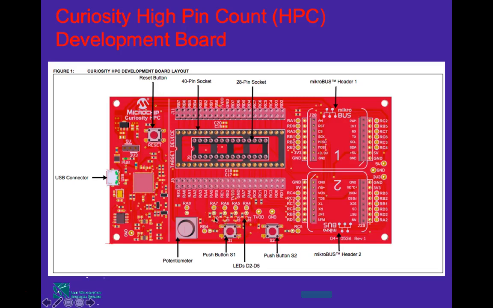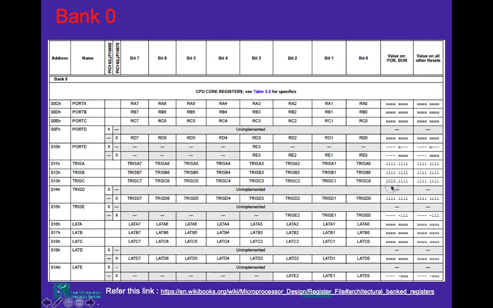Okay, so this is your Curiosity development board, and this picture basically shows your bank 0. We have been talking about bank 0, and we have been talking about how we use port A, we use trace A, but where does that lie in bank 0? That's what we are going to understand from this picture.